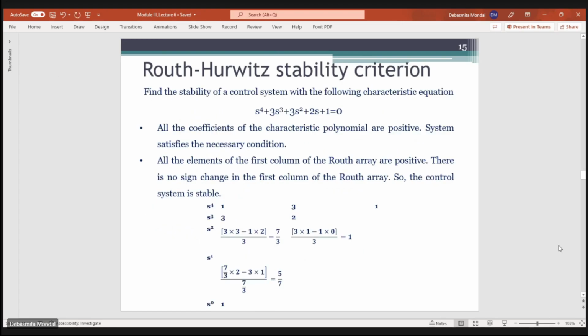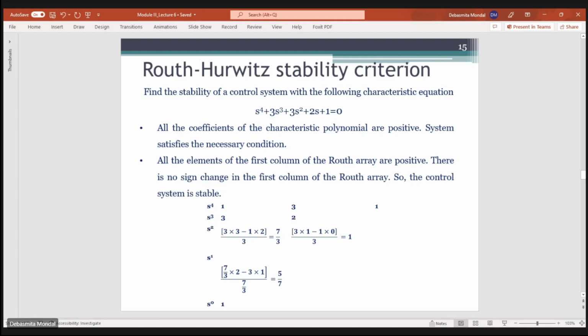Okay, so now let's try to solve a few examples, then maybe it will become a little more clear to you. Let's say you have been given a characteristic equation: s to the power 4 plus 3s cubed plus 3s squared plus 2s plus 1 equals 0. The first thing you will do is check whether all the coefficients of this characteristic polynomial are real and positive or not. In this system, all the coefficients are positive and of the same sign, right? So you can say that the system satisfies the necessary condition.